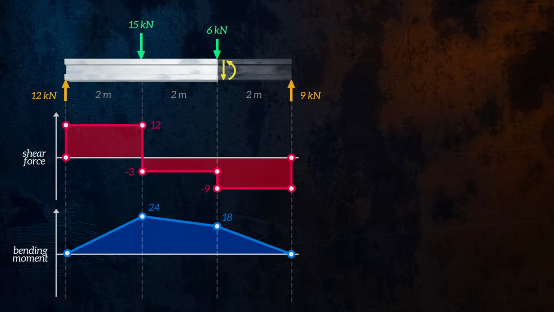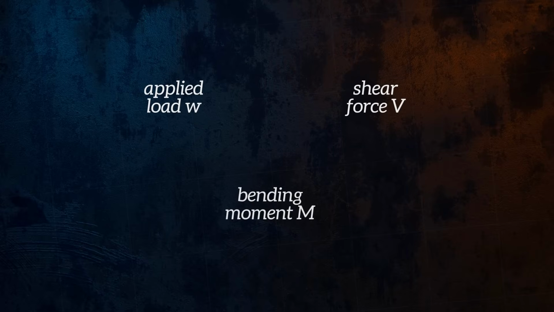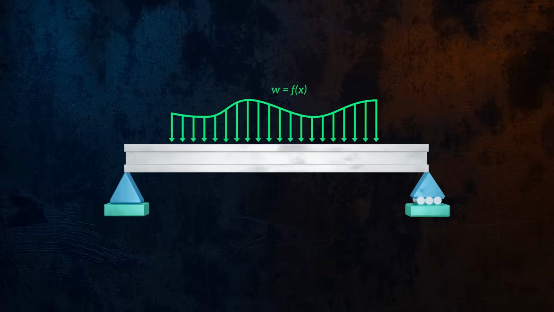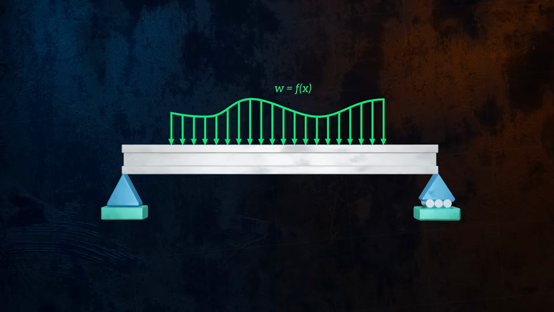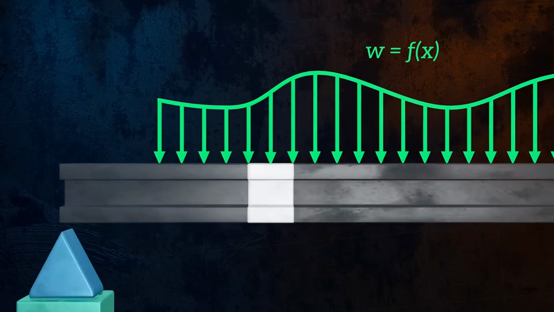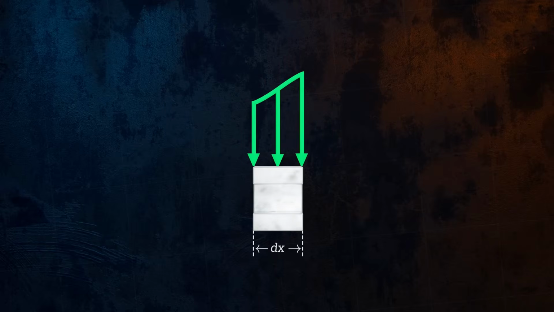That example was a fairly simple one. For cases with more complex loading, drawing the shear force and bending moment diagrams can be more difficult. There are relationships between the applied loads, shear forces, and bending moments which will help us better understand what our diagram should look like. Let's consider a beam loaded by an arbitrary distributed force.